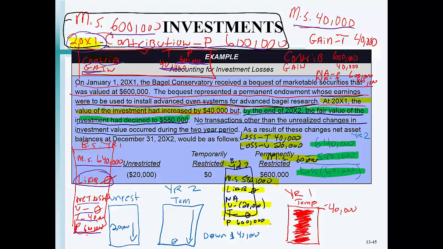So if you look at the solution to this problem, if you can find it in this mess, the solution is: permanently restricted is 600,000 as a result of this. My temporary restricted net assets are now 0, and my unrestricted net assets are now a negative 20,000, aren't they? In this situation?